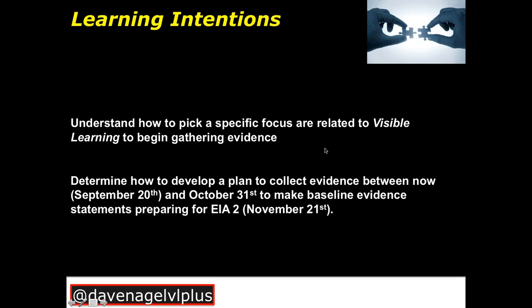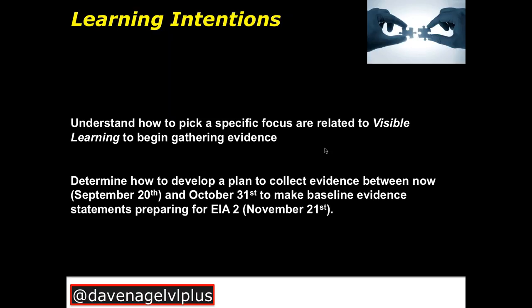We're thinking about how to get some of our evidence started with some real concrete examples to begin your evidence gathering journey. I want to start off, as we should in any learning situation, with the learning intentions and success criteria. The first learning intention I've developed for this session is to understand how to pick a specific focus area related to visible learning, to begin your evidence gathering. Then, determine how to develop a plan to collect evidence between now and September 20th, when I'm recording the webinar, and around Halloween. Certainly you've got a little bit of time after that.